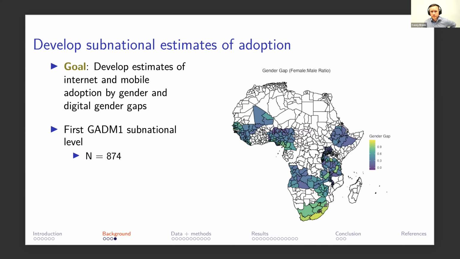We're going to look at the first subnational unit. So there's 874 different subnational units. And how I think about this project is we have a map here where we have some estimates of digital gender gaps from the demographic and health surveys. But for most places, as you can see, they're whited out because we don't have any ground truth data on internet penetration, mobile phone usage, or gender gaps. So basically the goal of today's talk is going to be trying to fill in this map with estimates.